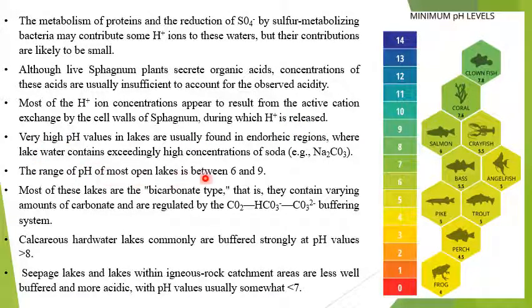The pH of most open lakes varies from 6 to 9, from the acidic side to the alkaline side. Bicarbonate type lakes contain CO2, HCO3 and CO3 minus, so bicarbonate may be present in these three forms. Calcareous hard water lakes are commonly buffered strongly at pH values less than 8. Seepage lakes and lakes within an igneous rock catchment area are less well buffered and more acidic, with pH more than 7.